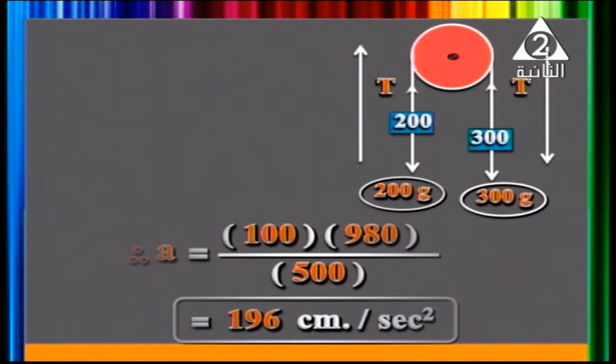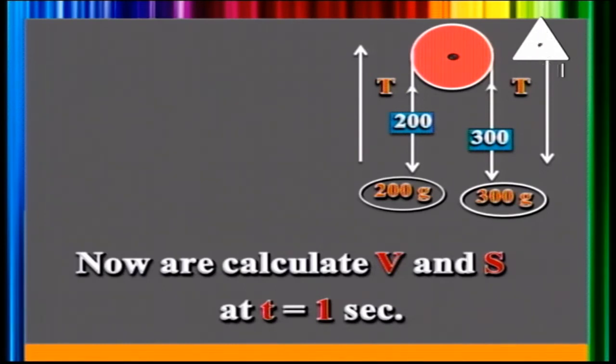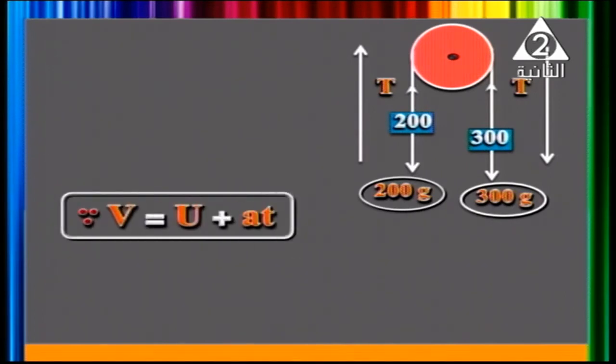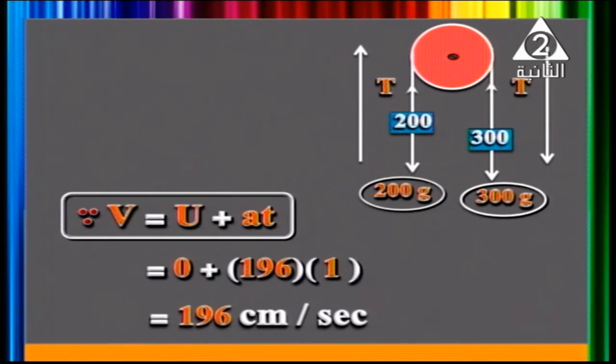My dear student, now we calculate the velocity and displacement at time equals 1. We know that v equals u or v naught plus at. By substitution, initial velocity equals 0, acceleration 196, and time is 1. Then the velocity is 196 centimeter per second. The system is moving with velocity 196 centimeter per second.